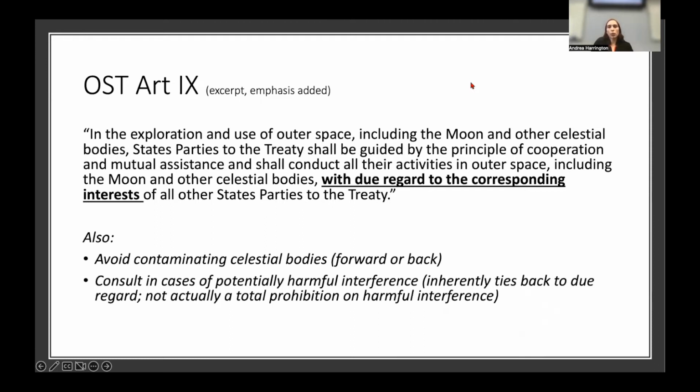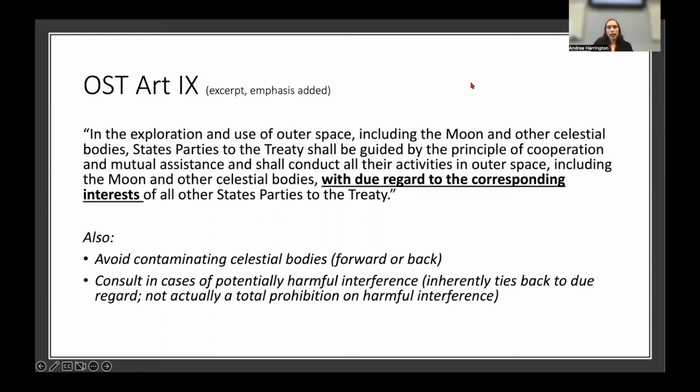So it's an obligation to consult, it's an obligation to discuss with the other state to try to overcome that harmful interference. Now, two important things I want to point out here. One is it's harmful interference. It's not just any interference. So not all interference is harmful. It has to rise to the level of harmful interference.